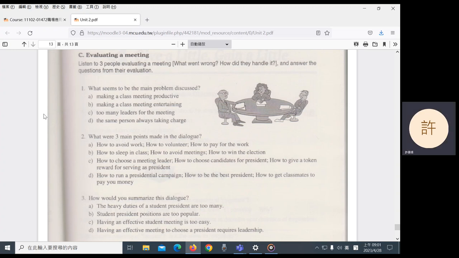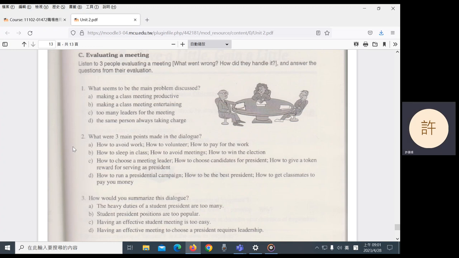That sounded like two people. Anyway, number one, what is the main problem? The main problem is that it was a waste of time. Very little got done. So how to make a class meeting productive is the main problem. 有成果.